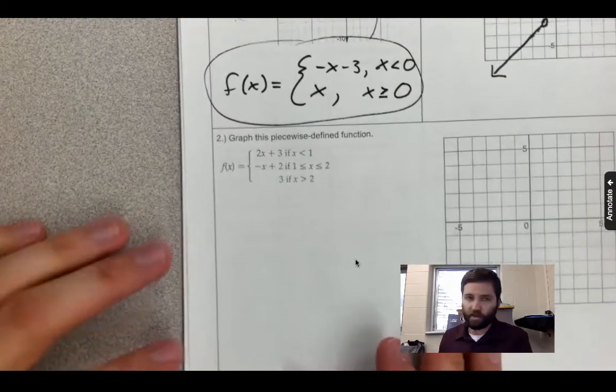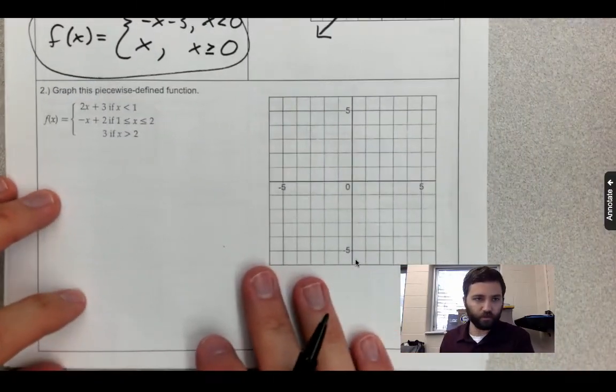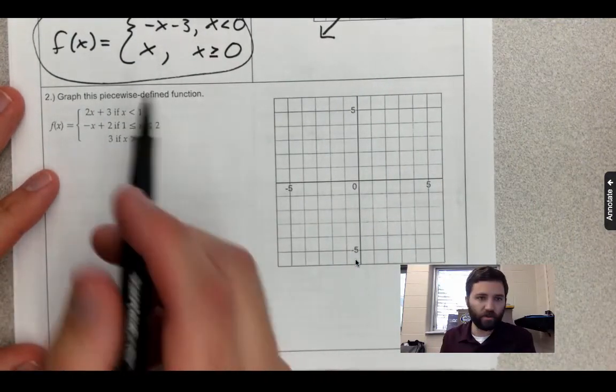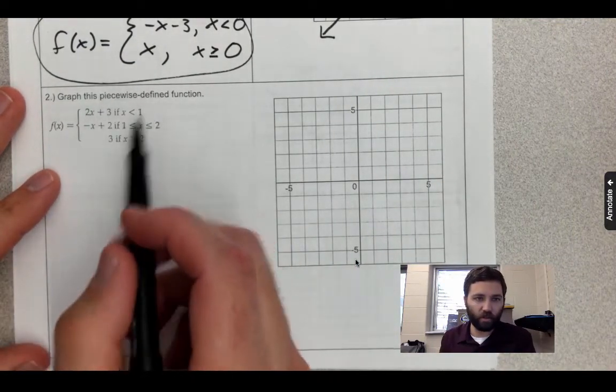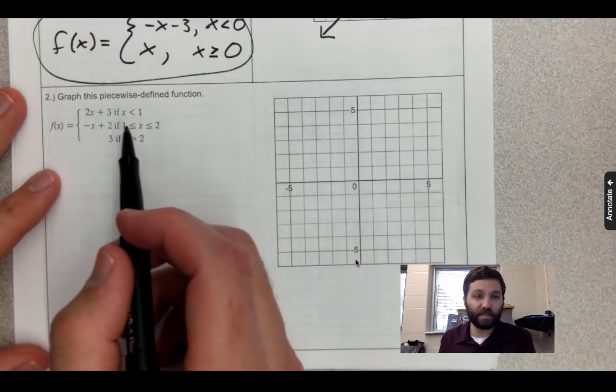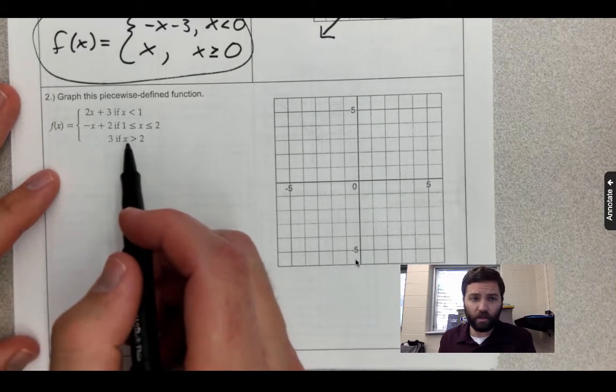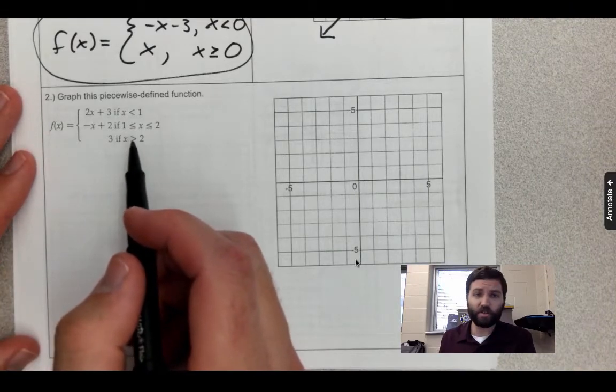Okay, all right. So let's graph this piecewise defined function here. So this one has 3 parts. That's all right. We'll use the same reasoning. So I have 2x plus 3 when x is less than 1, -x plus 2 when x is between 1 and 2, and then I have 3. So that's y equals 3 if x is greater than 2.